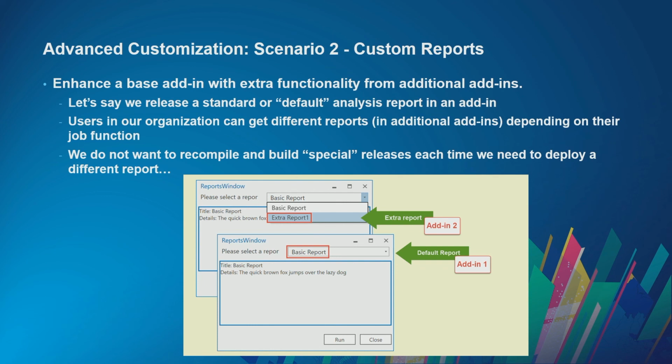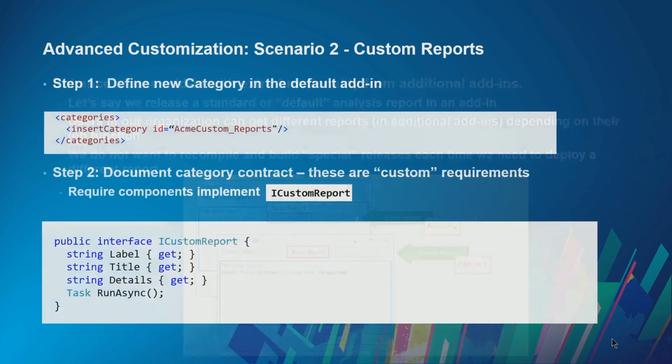So here in the screenshot, notice this window over here. Notice that this drop-down has a basic report style. So this framework and the report style have been provided by our default add-in, which is add-in number 1. Then the users install add-in number 2, and they get an extra report style. We're going to see that in this scenario. So let's walk through the steps for this scenario.